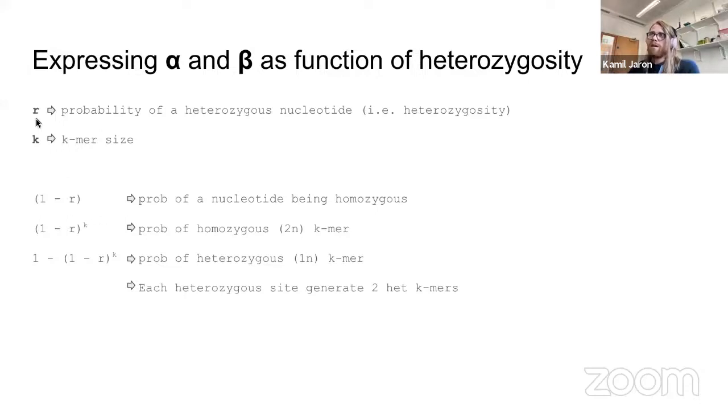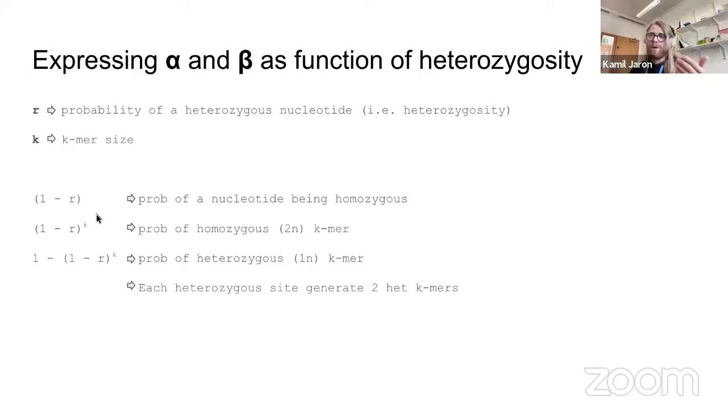So if we have R as a probability of heterozygous nucleotide, the probability of nucleotide being homozygous is 1 minus R. Then, if we would like to ask what's the probability of a whole k-mer being homozygous, we can use that because these are independent events, and you can ask, is the first one homozygous? Probability is 1 minus R. Is the second one? 1 minus R, etc. So it would be just (1 minus R) to the power of k.